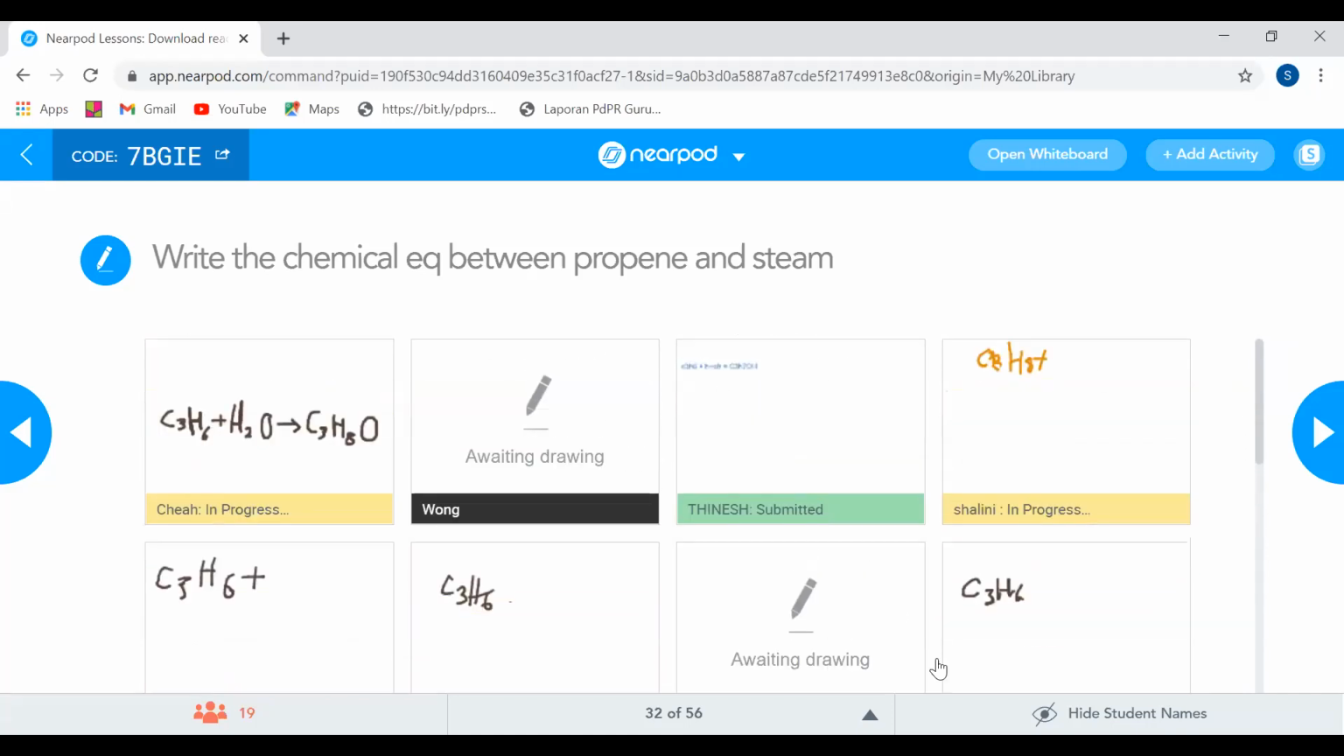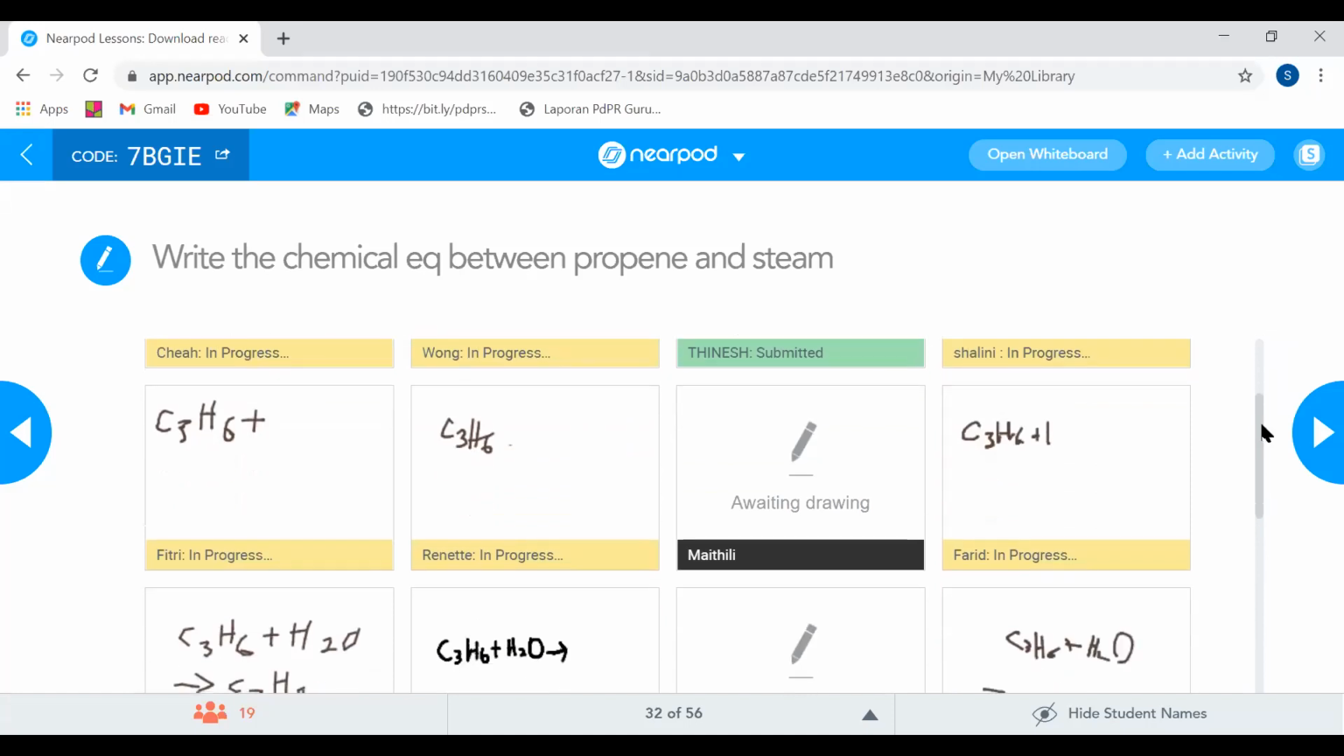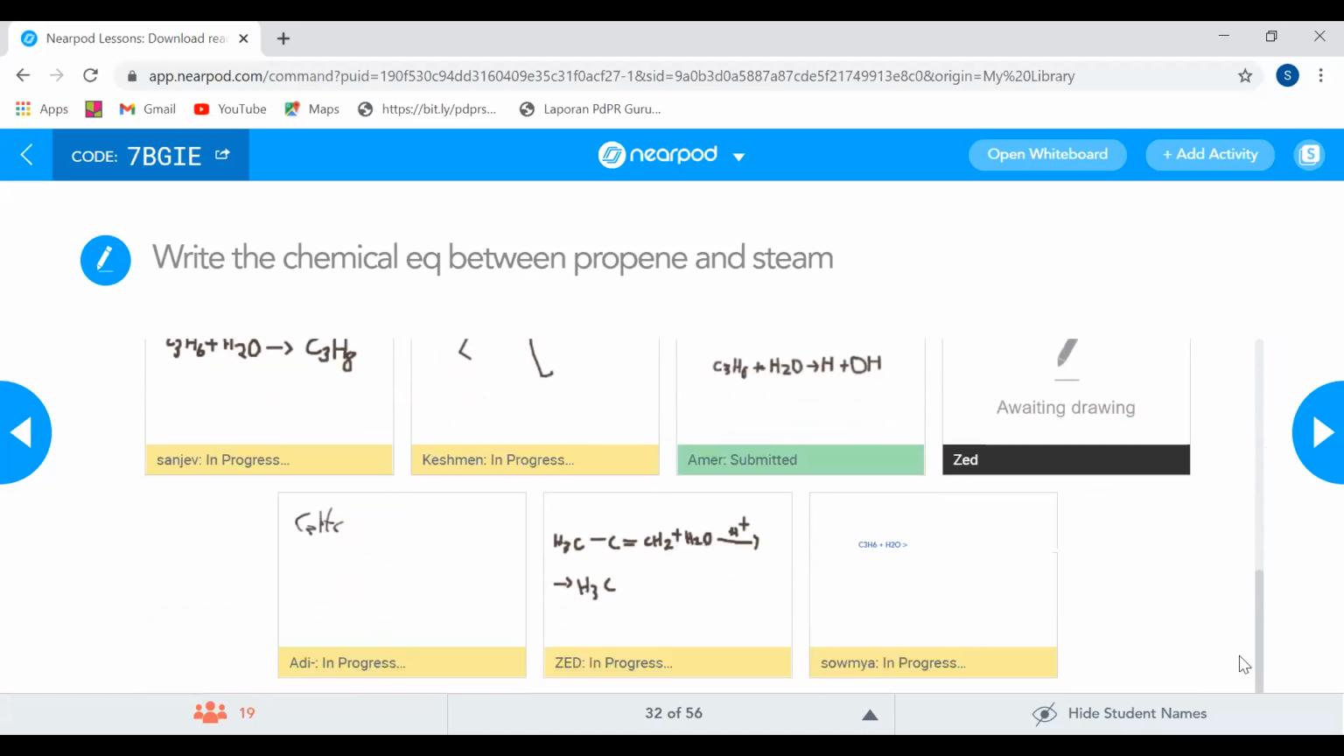Where's Wong and Maithili? Kai, why didn't teacher see your name in here? Adi, you can still join. Join the Nearpod, at least you can try. Afiq, you can also join the Nearpod, if Afiq can hear me. Okay, no problem, Maithili. Then you just watch. You try the questions on your own.